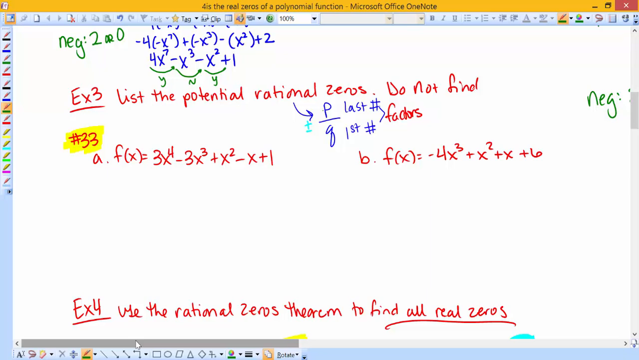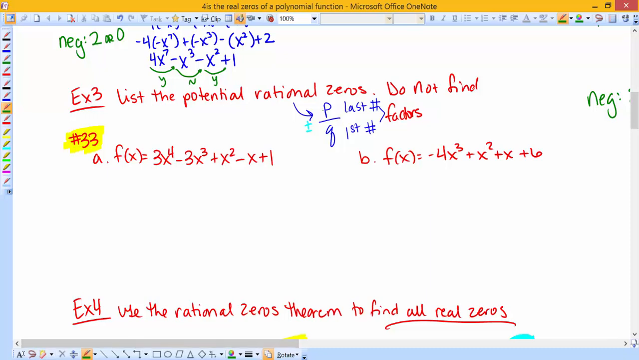All right, now the last example here. Listing the rational zeros. So rational, we need to remember, are real numbers; they could be fractions, they could be whole numbers. We're trying to find all of our real zeros. We're not finding them. We're just going to list all the possibilities because I don't want to check numbers that are not going to work.